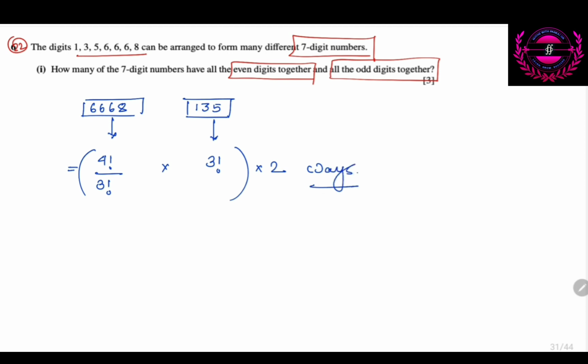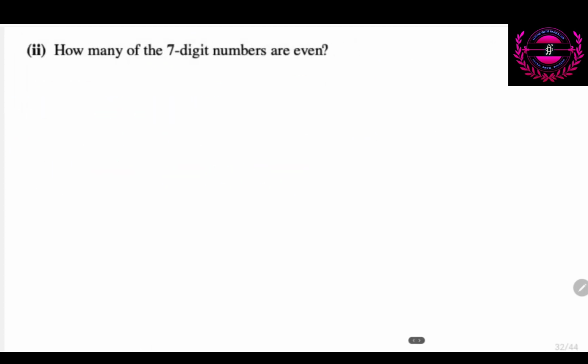Let's move to the next part. How many 7-digit numbers are even? So, first of all, let me write the digits.